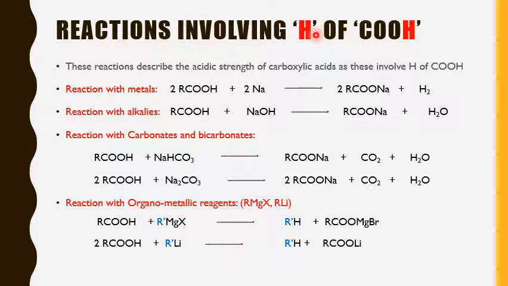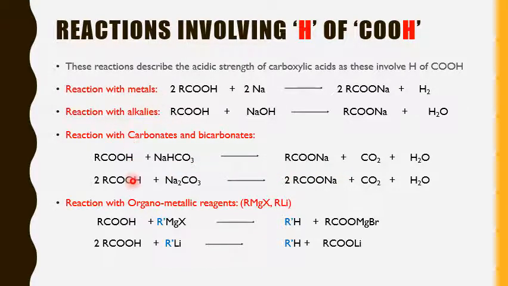So the reactions which involve hydrogen of COOH were the reaction with metals, reaction with alkalis, reaction with carbonates and bicarbonates, and reaction with organometallic reagents. So all these reactions basically describe the acidic strength of carboxylic acid. Why do they describe it? Because they involve the removal of hydrogen from the COOH. That explains the acidic strength. So all these four reactions explain the acidic strength of carboxylic acid. The reaction especially with sodium bicarbonate explains higher acidic strength of carboxylic acid in comparison with phenols.